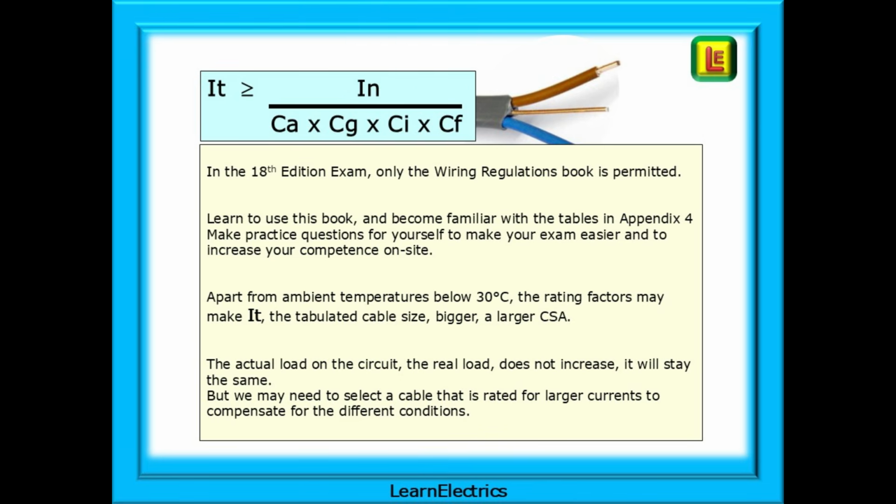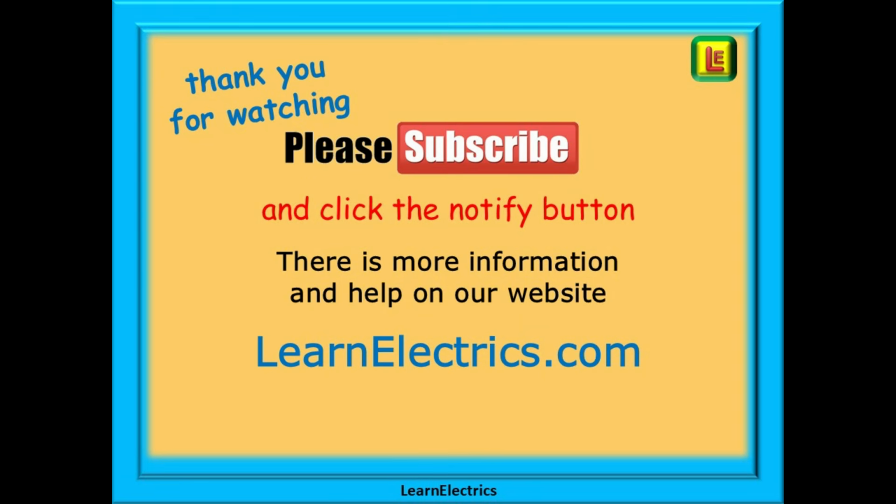Apart from ambient temperatures below 30 degrees Celsius, the rating factors may make IT, the tabulated cable size, bigger, a larger CSA in almost every case. The actual load on the circuit, the real load, does not increase. It will stay the same. It is just the current carrying capacity that changes, the ability of the cable to cope with the different conditions, which is why we may need to select a cable that is rated for larger currents to compensate for those different conditions.